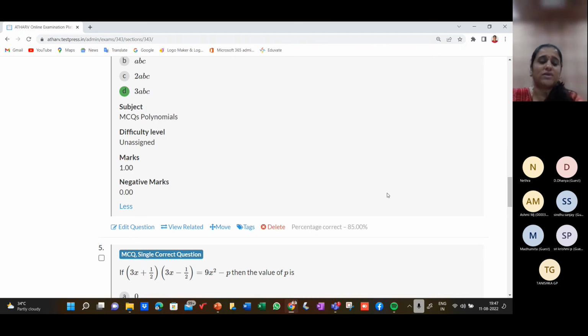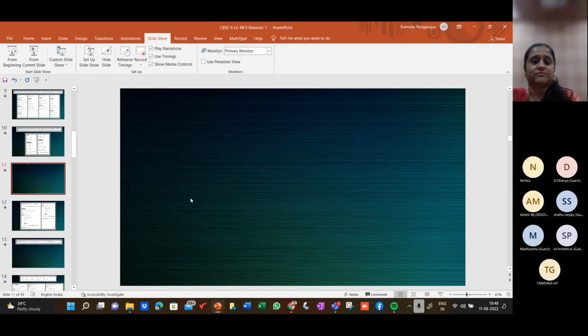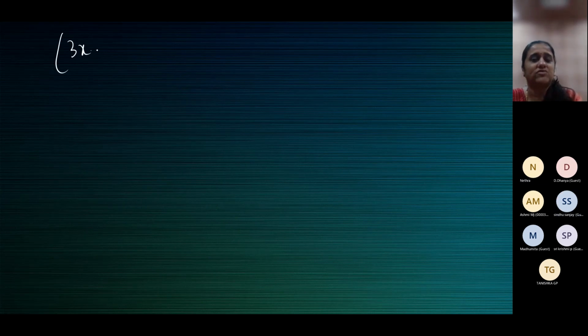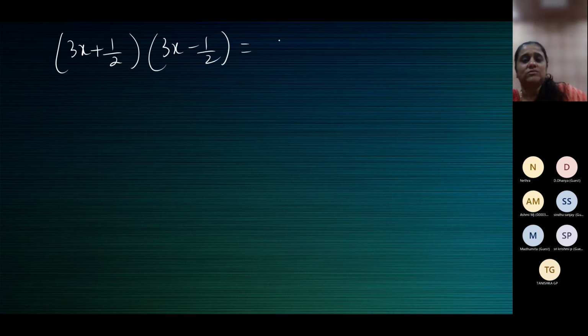So if 3x plus 1 by 2 into 3x minus 1 by 2 is equal to 9x square minus p, then the value of p is? Ma'am, 1 by 4. So we have 3x plus 1 by 2 into 3x minus 1 by 2 is equal to 9x square minus p, right? Yes, ma'am.